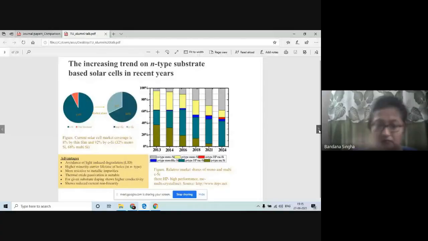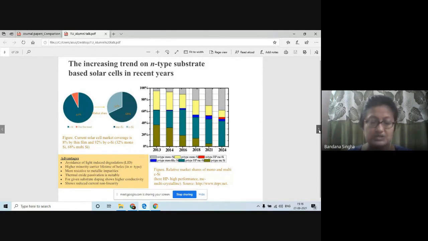So why is it so? It's basically due to the advantages associated with n-type crystalline silicon wafers. The advantages are basically the avoidance of light-induced degradation. Generally, the conventional solar cells, which are based on p-type silicon, suffer from light-induced degradation. Their performance degrades when we keep the panel under illumination. It's because of the formation of boron-oxygen complex.